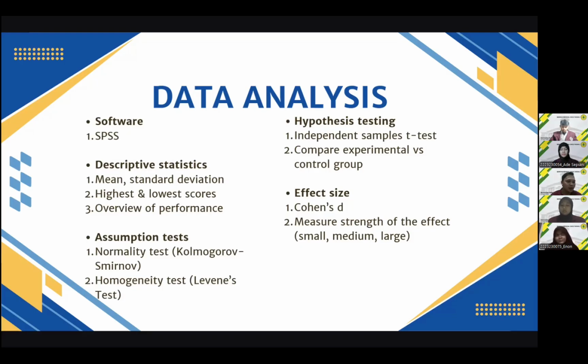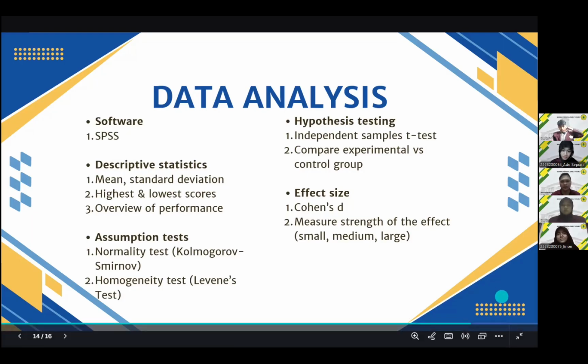And the third, a homogeneity test using Levene's test will be applied to determine whether the variance of the two groups is equal. And the fourth, the independent sample t-test will be used to test the hypothesis and determine whether there is a significant difference between the experimental and control group. And finally, Cohen's d will be calculated to measure the effect size, which shows how strong the impact of the treatment is, whether it is small, medium, or large.